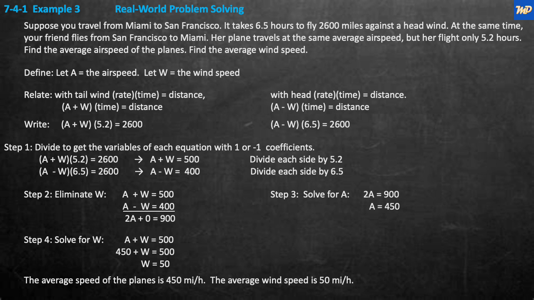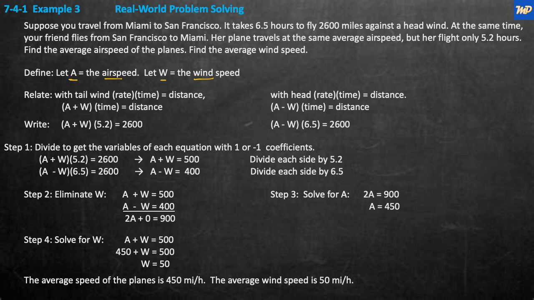Find the average airspeed of the planes and find the average wind speed. So let's see what we're going to do. First, let's let A equal the airspeed, and W is equal to the wind speed. A for air, W for wind. Make it easy to memorize.